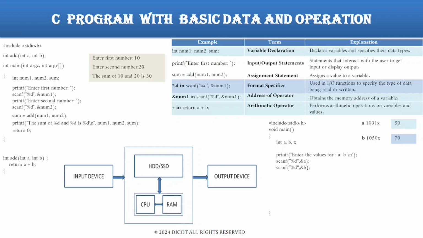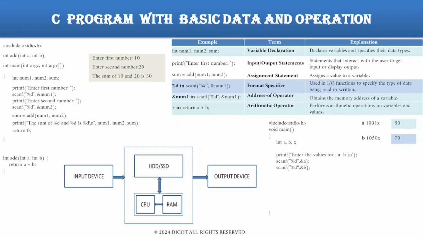So with this knowledge in mind, let's try to write a simple C program to exchange the values of two variables. So here is a simple program. The program receives values for A and B using the scanf statement. In scanf, to receive a value for A, you have given the address of A. Scanf should know the 1001x location. Then it can store the value there, and it should know the address of B, that is 1050, to store the value there.